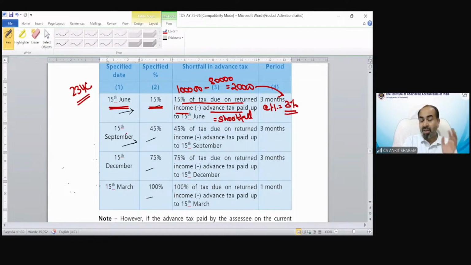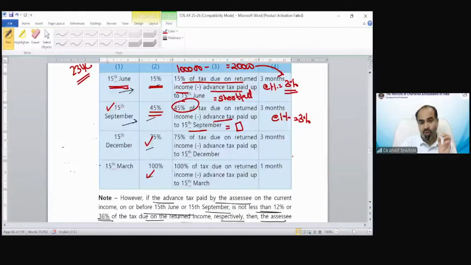In the same way, the second date is 15 September and the specific percentage for deposit is 45%. So 45% of assessed tax less advance tax paid up to September. Upon the shortfall, again 3 months at the rate of 1%, so the rate would be directly 3%. Same in case of 75% and 100%.